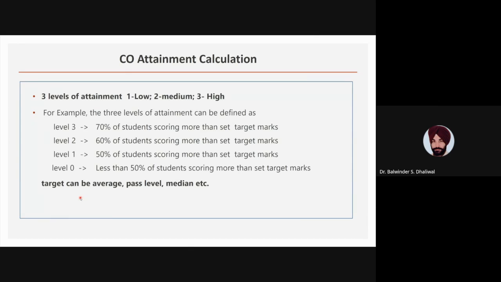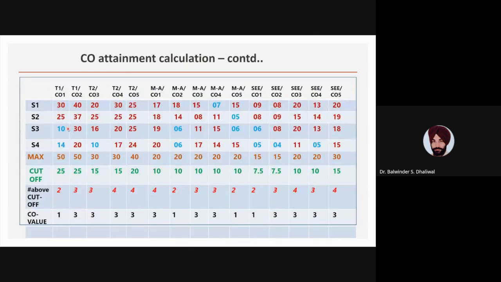So if we have to match that 75% value, we can see level 3 is up to 70% and above. If a minimum of 70% of students are scoring more than the target marks, then it will be level 3. In our case, 75% of students are scoring more than the set target marks, so our attainment will be level 3. You can see here that it is written as level 3.